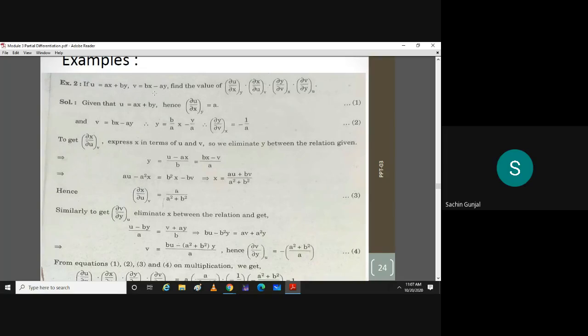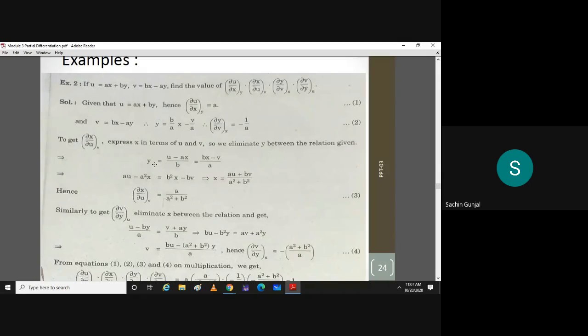That means what? You need to eliminate y, isn't it? Are you getting? Yes, sir. So to find out ∂x/∂u with v constant, you need to have a relation between x, u and v. So you need to eliminate y from these two. Okay, so this is what is given to you.